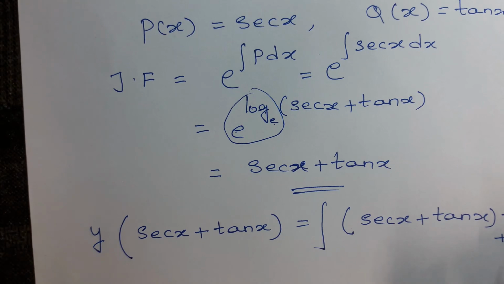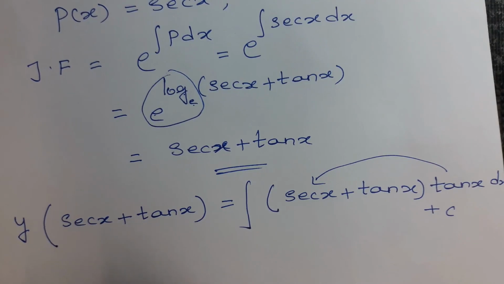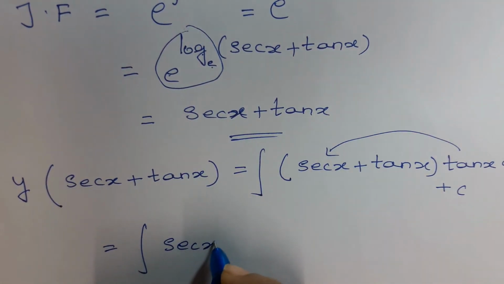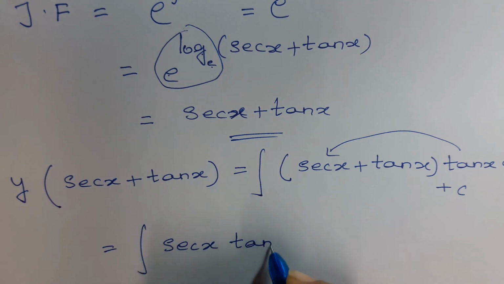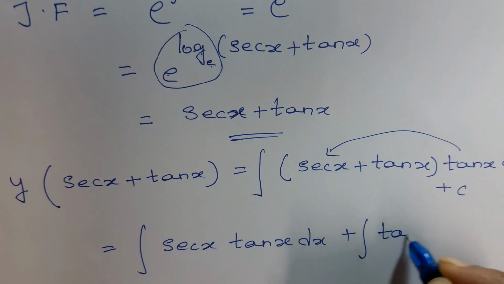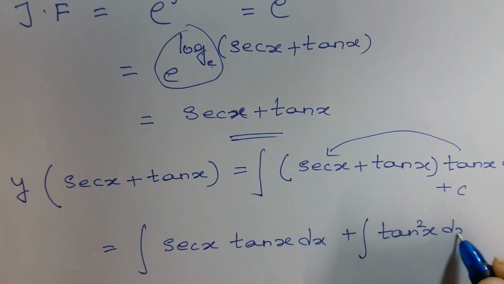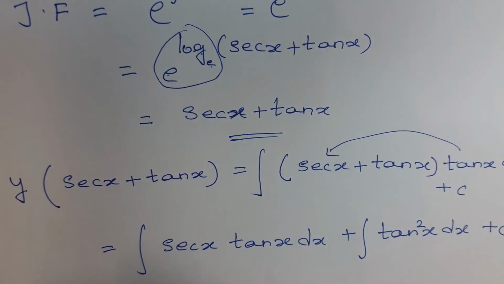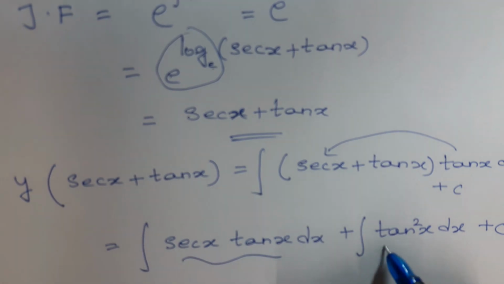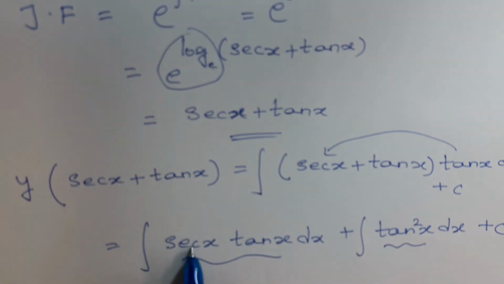Now I will integrate the right hand side. So I'll multiply this with tan x. Okay, secant x into tan x: integral of secant x tan x dx plus integral of tan square x dx plus a constant of integration. So what is the integration of secant x tan x? And what is the integration of tan square x? Integration of secant x tan x is secant x.